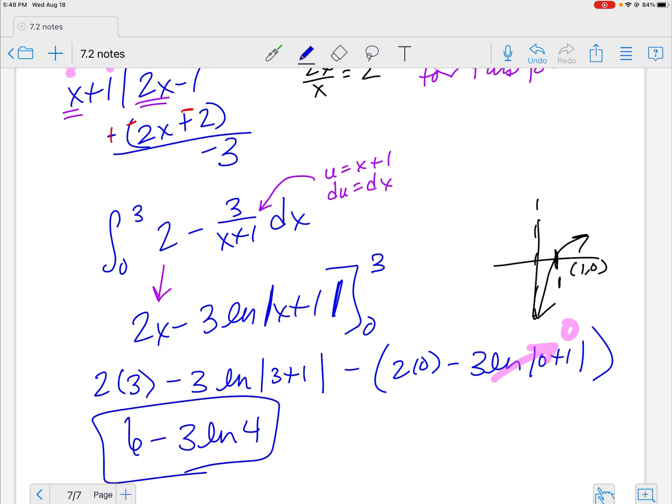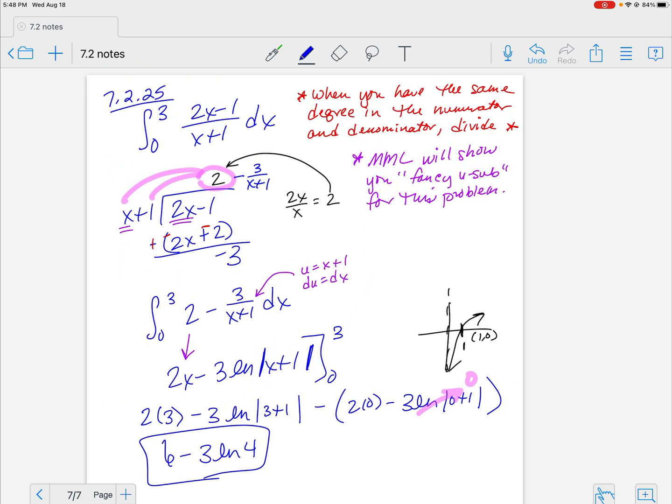All right. If you have the same degree on the top and the bottom like this, same degree, divide. I can practice that long division with you if you have questions, but that's the method that is going to serve you the best. Other methods are out there and valid, but this method is going to serve you the best moving forward. All right, go practice this stuff.